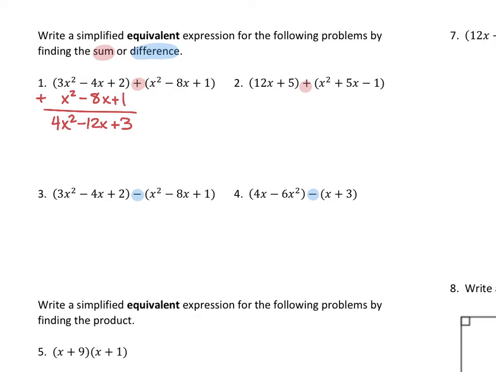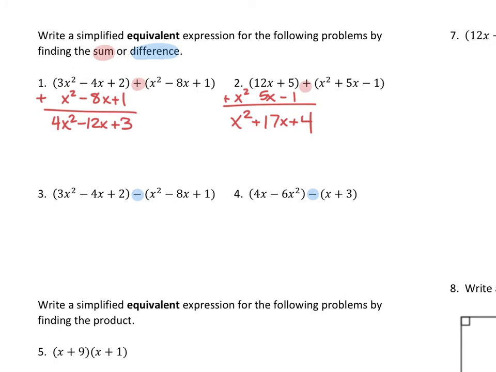Pause the video right now. I want you to try number 2. Can you find the sum for the second question? Here's what I got. I moved that second trinomial, the second polynomial, underneath and lined up all of my like terms. Obviously, there was nothing like with x squared, so it gets to combine with nothing and just be x squared. But then I line up my x terms and combine them, and I line up my constants and combine them.